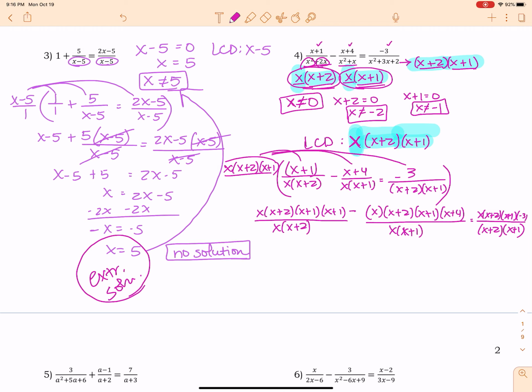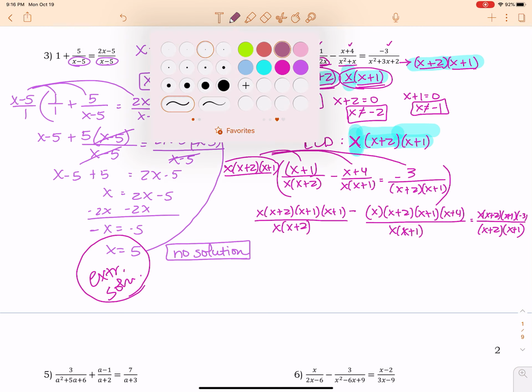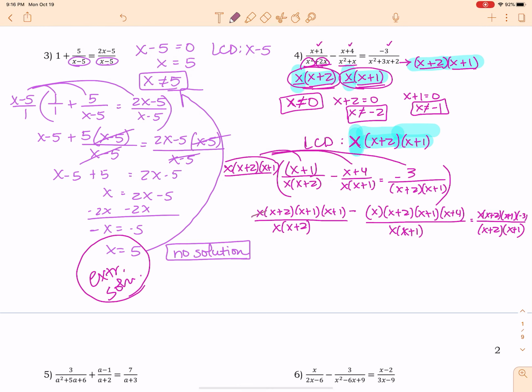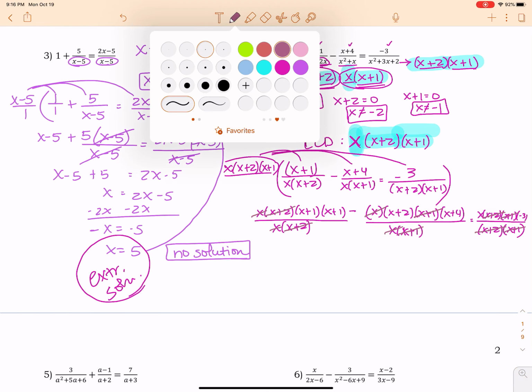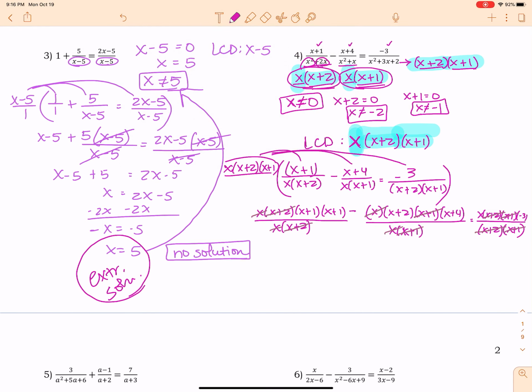Now we get to start crossing things out. Let's use another color. All right, so the x's go away. The x plus 2 goes away. The x goes away. The x plus 1 goes away. X plus 2, x plus 1. That is exactly what you want to see in this situation. You want to see all of your denominators crossed out.